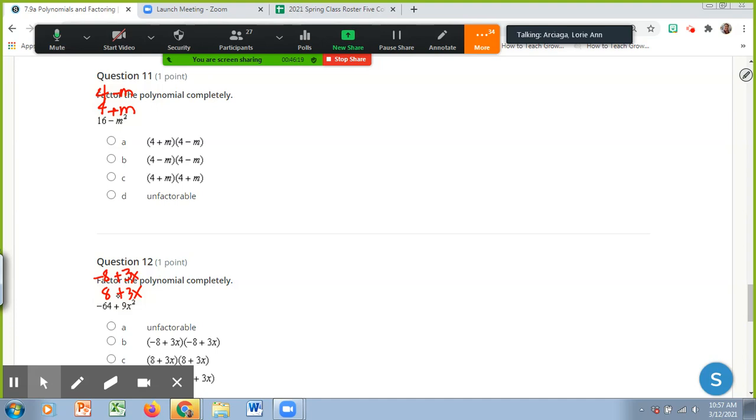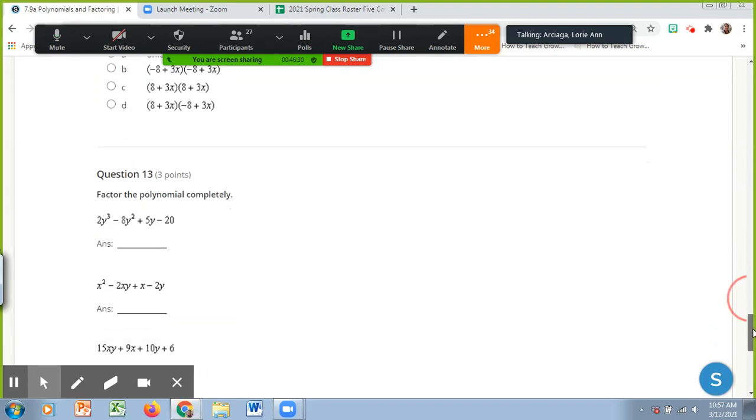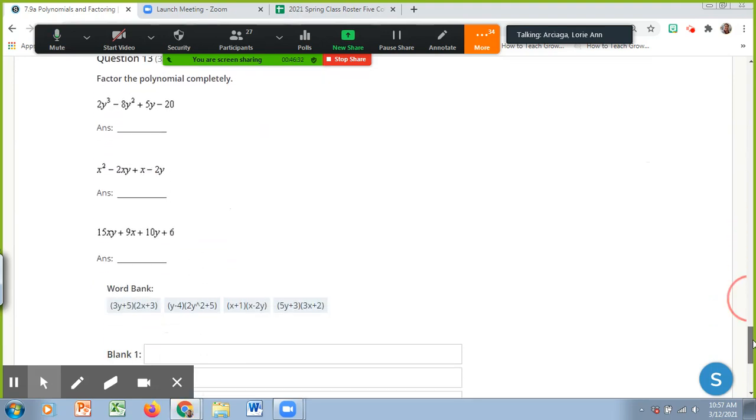Yeah, so over time, you tend to see some shortcuts, right? Okay, move on. Here we go. Ooh. So you have a word bank right here. You just have to kind of match them.